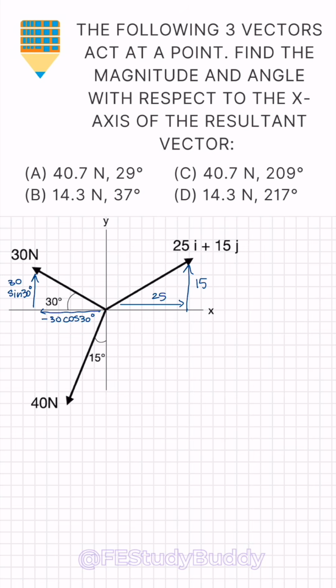And for our final vector, in our y direction, we have negative 40, and we are adjacent to our angle, so that would be cosine of 15 degrees. And our x component is negative 40 sine of 15 degrees.